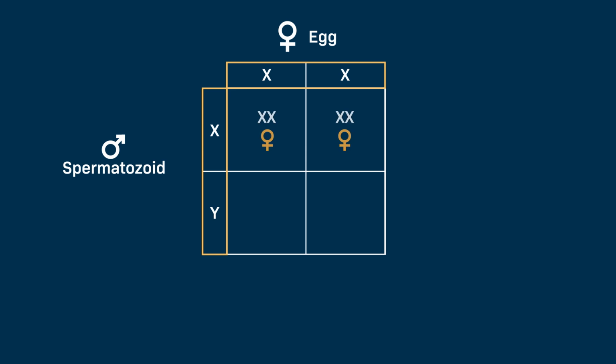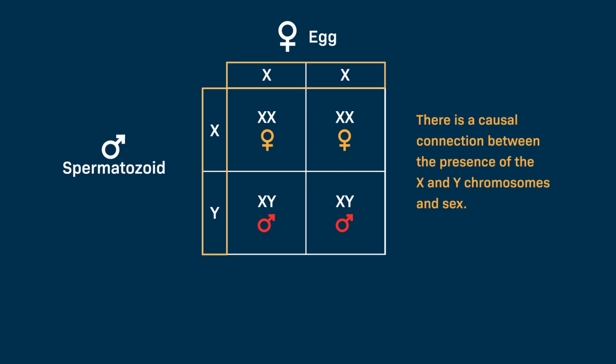Now, if we look at a cross between a male and a female, we see that there is 1 type of egg cell and 2 types of spermatozoids, either type X or type Y. In crosses, if you have a fusion between an egg and a type X spermatozoid, then you get only females. And if you have a fusion between an X egg and a type Y spermatozoid, you get only males. So this tells you that there is a causal connection between the presence of the X and Y chromosomes and sex. And so, sex was the first trait that was associated with a chromosome.